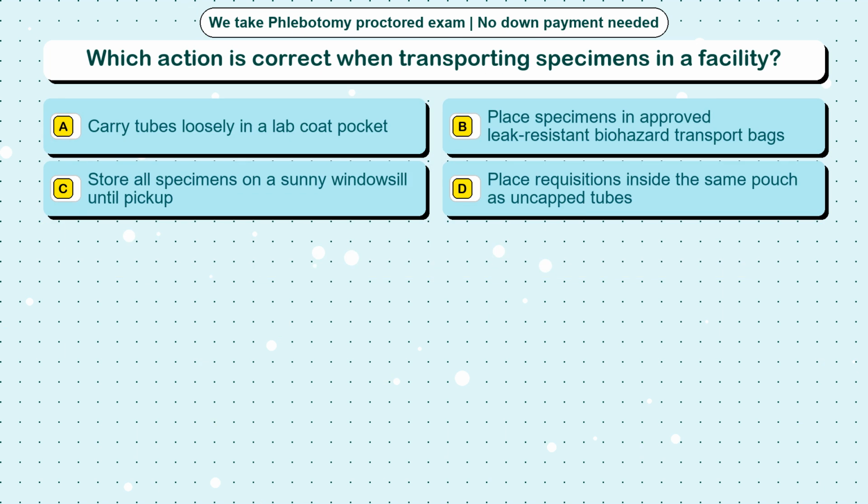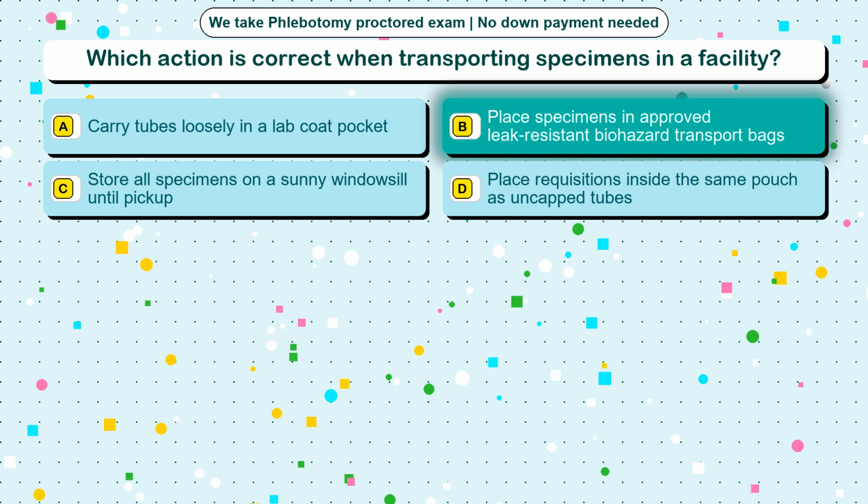Question 4. Which action is correct when transporting specimens in a facility? Option A. Carry tubes loosely in a lab coat pocket. Option B. Place specimens in approved leak-resistant biohazard transport bags. Option C. Store all specimens on a sunny windowsill until pickup. Option D. Place requisitions inside the same pouch as uncapped tubes.